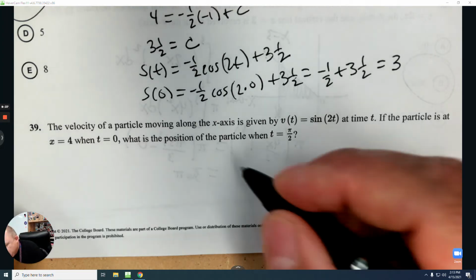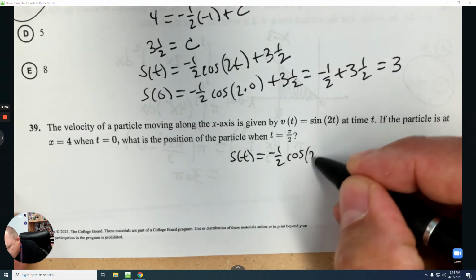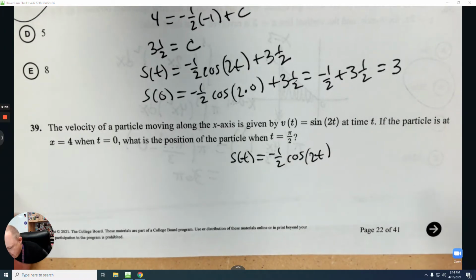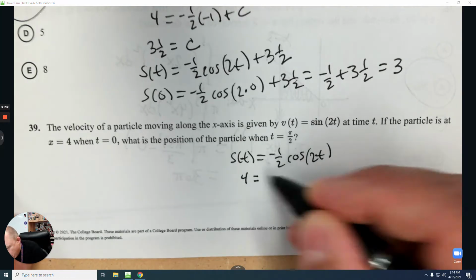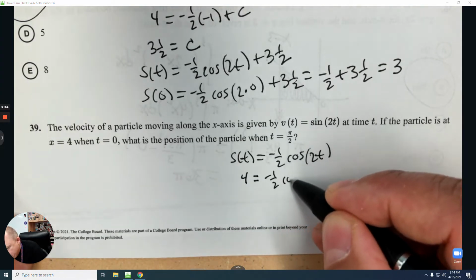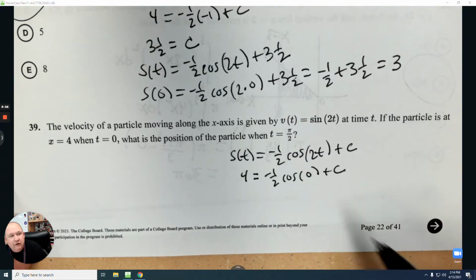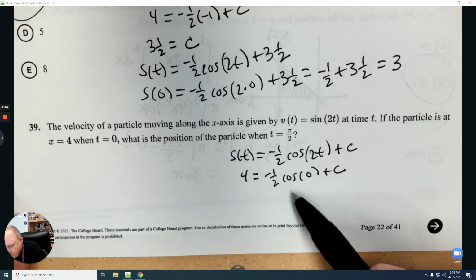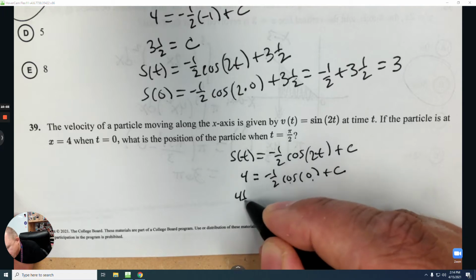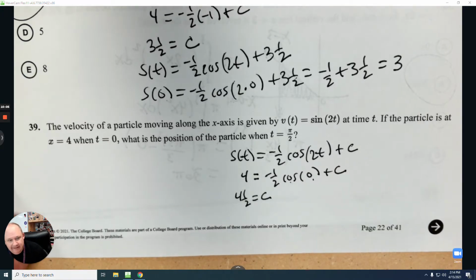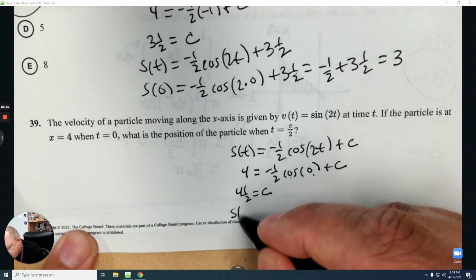We just did it. So the position then is -1/2 cosine 2t. And if you want to look, go back to the last question and see how I got it. And then it says the position of the particle is 4 when t is 0. So I need to solve for the constant. So cosine at 0 is 1, so it's negative a half, so I'm going to add it to the other side. So now the constant is 4.5. So now I'm going to rewrite the equation.